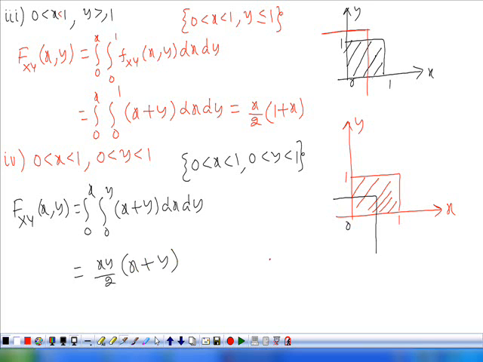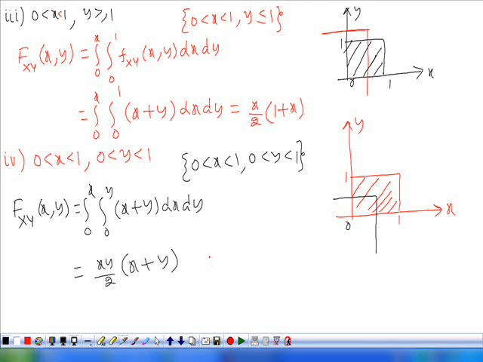Any other possibilities? First we consider both x and y greater than or equivalent to 1. Next we consider x lying in between 0 and 1 but y greater than 1. And next case is y lying between 0 and 1 and x greater than 1. And then both x and y taking any value between 0 and 1. So these are the terms.